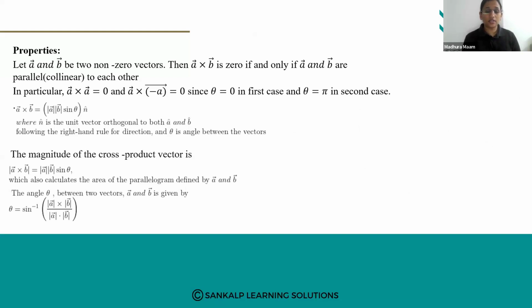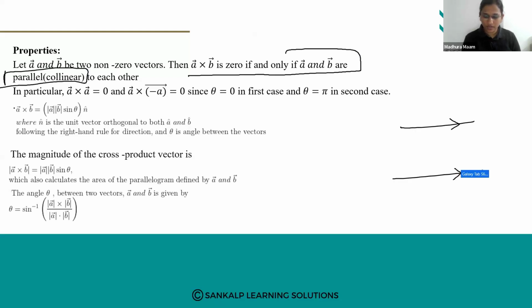If A and B are vectors, A cross B is 0 if and only if A and B are parallel. If they are parallel, the cross product will be 0. Why? If this is vector A and this is vector B, they are parallel. Is there any angle defined between them? No. If there is no angle defined between them, A cross B is 0. So how do you check perpendicular? If the dot product is 0. How do you check parallel? If the cross product is 0.